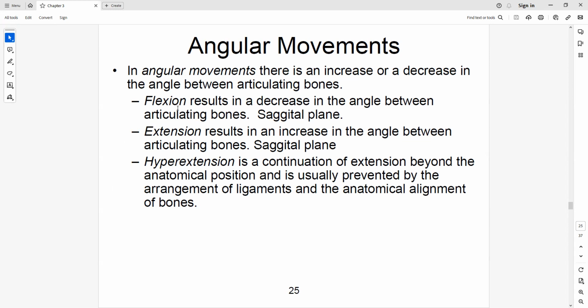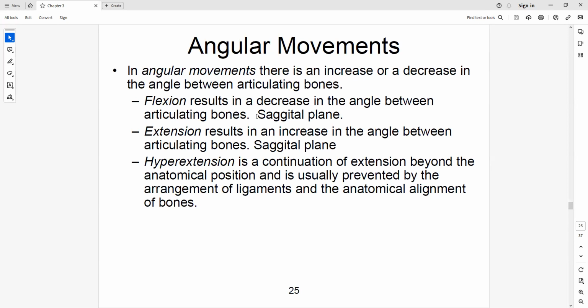So think about the flexing of the forearm. We're starting from anatomical position, and so the angle between your forearm and the humerus is 180 degrees. When you flex your forearm, you are decreasing the angle all the way to like 5-10 degrees. When your wrist is touching your shoulder, you decrease the angle to single digits. This is happening in the sagittal plane. Flexing is always happening in the sagittal plane.